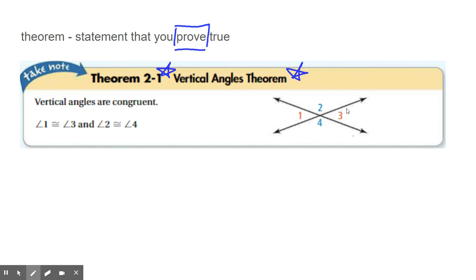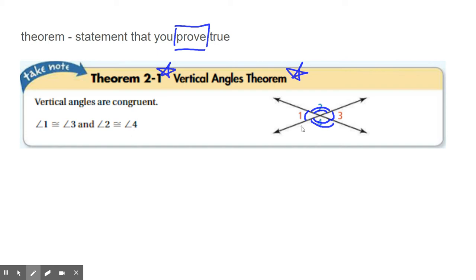So let's take a look here, right? So we have these two intersecting lines creating vertical angle pair 1 and 3. Remember that V left, V right, and 2 and 4, V up, V down. So angle 1 is an acute angle. It's going to have the same measure as angle 3. Angle 2 is an obtuse angle. It's going to have the same measure, notice the two arcs, as angle 4. Happens every time with vertical angles.